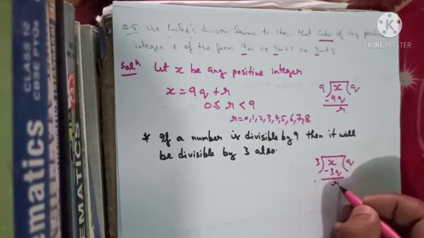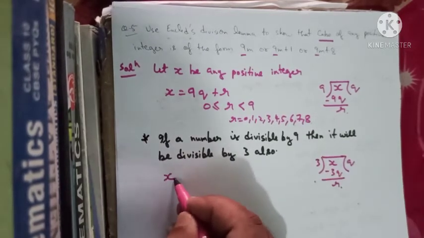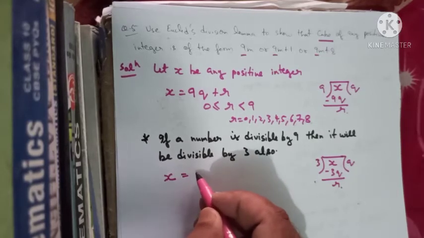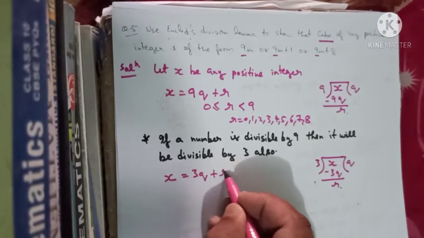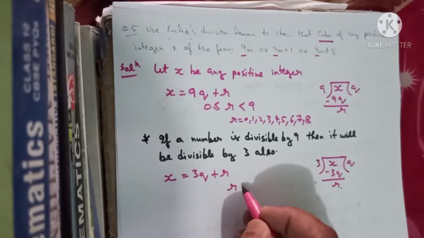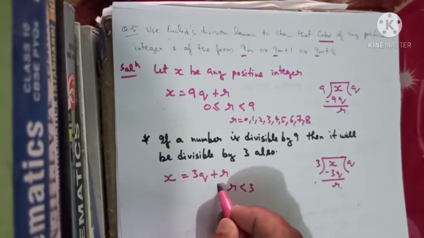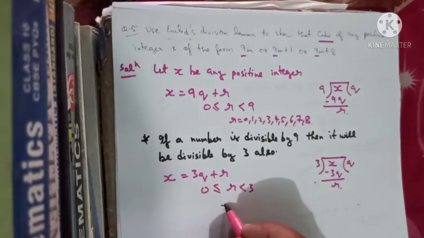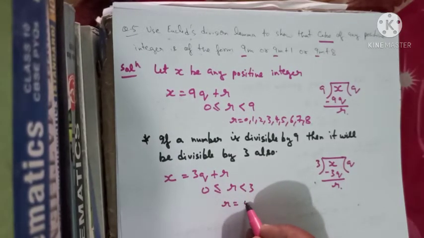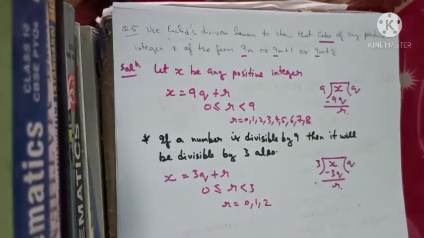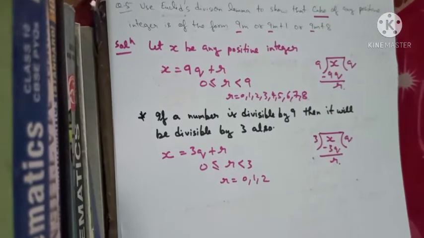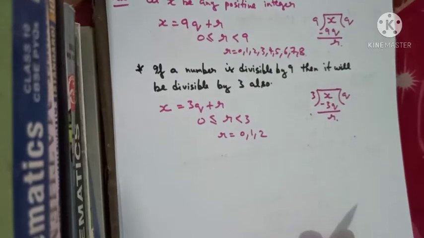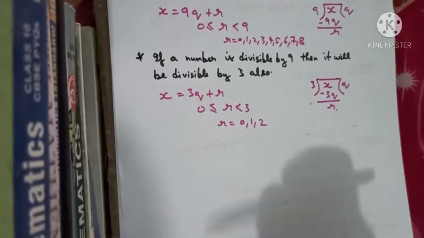we are getting remainder r. Now our division algorithm will become x equals divisor into quotient plus remainder, where the value of remainder is less than 3 and greater than or equal to 0, that is the value of r will be 0, 1, 2. So we are going to proceed in this manner only. It will be a little easier for us. So let's take the cases.